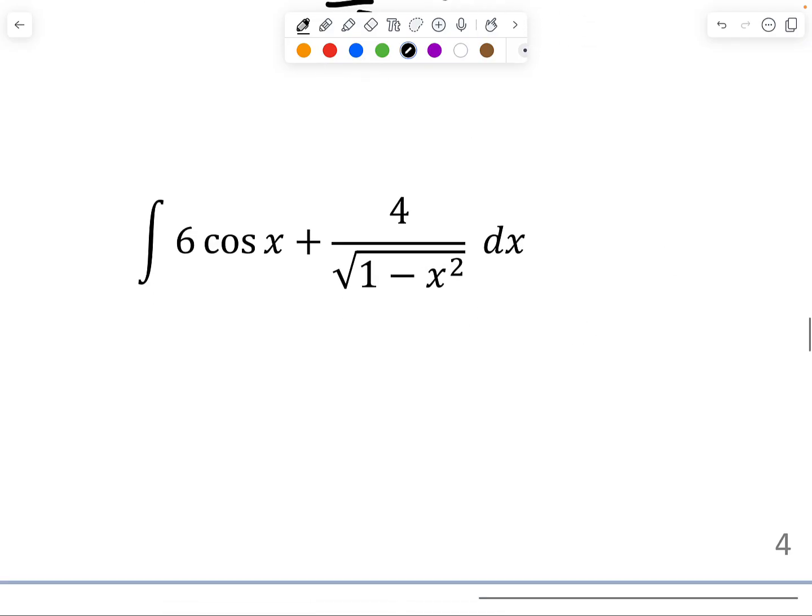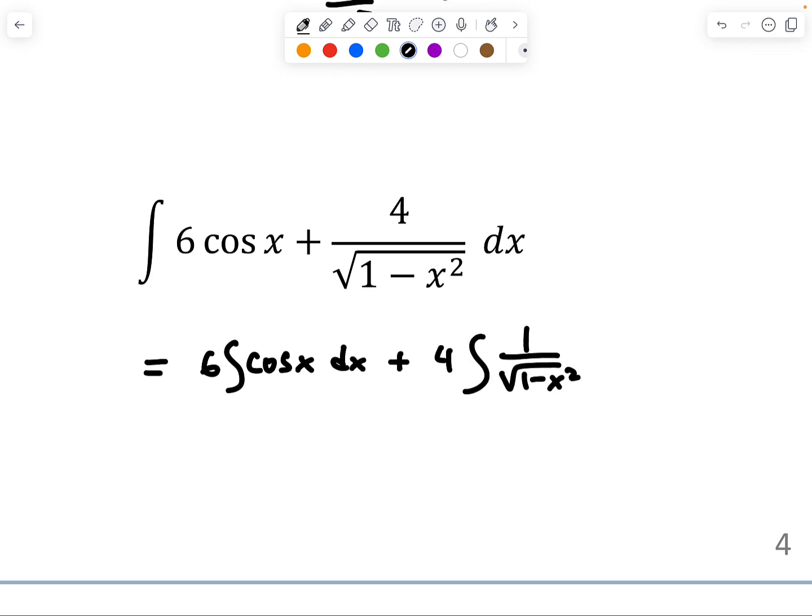And as our final example, again, I see addition of two different functions. I see coefficients that I could factor out, so I can write this as 6 times the integral of cosine of x dx plus 4 times the integral of 1 over square root of 1 minus x squared dx. And the integral of cosine is just sine of x plus, and then we have 4 times, and the antiderivative of 1 over square root of 1 minus x squared is arcsine of x. And then, of course, plus c.